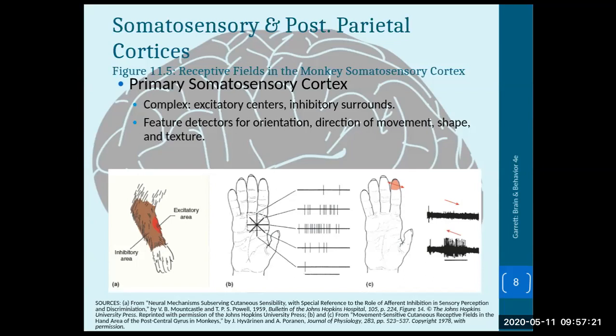But this allows us to understand features. Orientation, we may be able to tell which way the thing is touching us, especially if it's like a pencil. You're going to know if the point is hitting you versus the eraser versus the side of the pencil. It allows us to tell the direction of the movement across your hand. It can tell you shape and texture of what it is you're touching. Is it smooth? Is it rough? Is it curved? Is it straight? So that stuff can be detected in the primary somatosensory cortex.